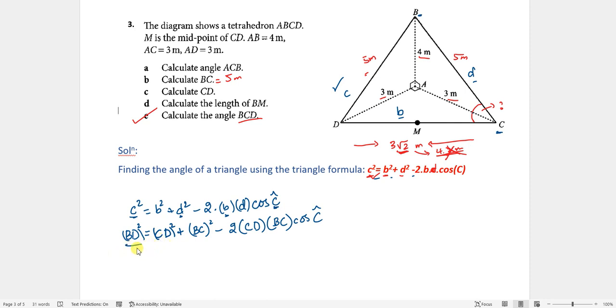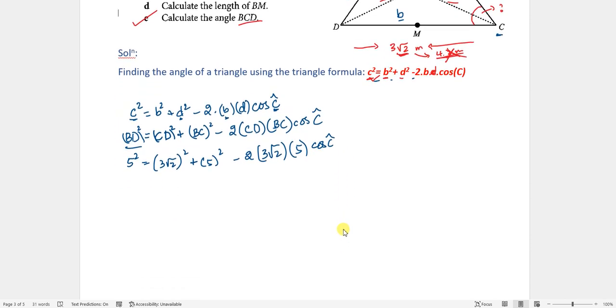So let's write the values. BD is 5, square, is equals to CD. CD is 3 root 2, whole square, plus, what is BC again? BC is 5 square, minus 2 times CD, which is 3 root 2. Now you just have to plug in the values and find the answer, cos angle C. Okay, so let's do the maths now.